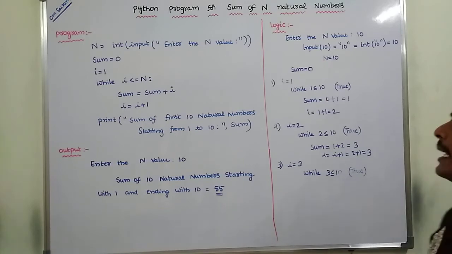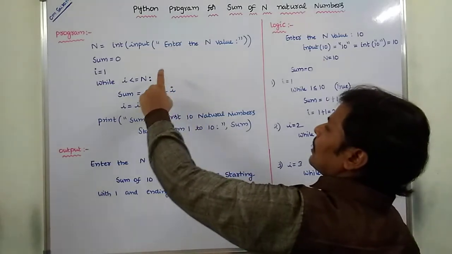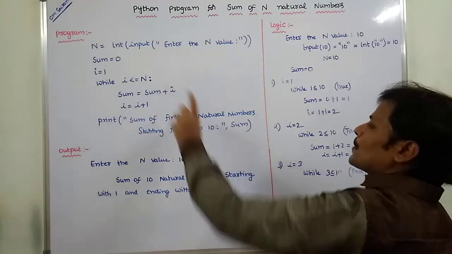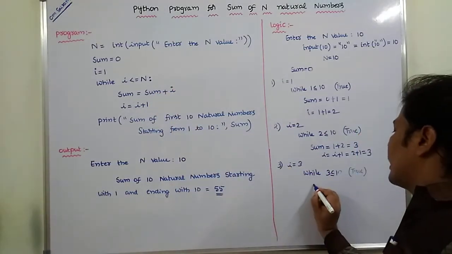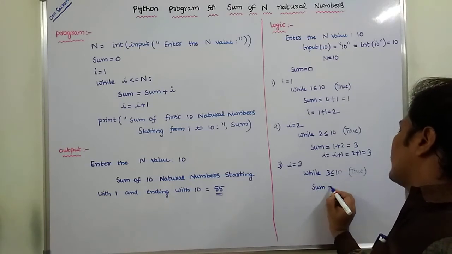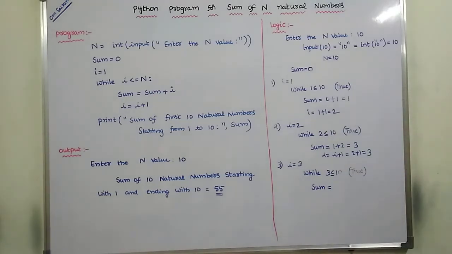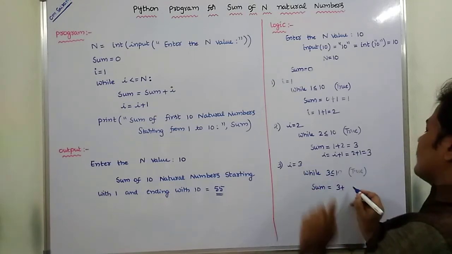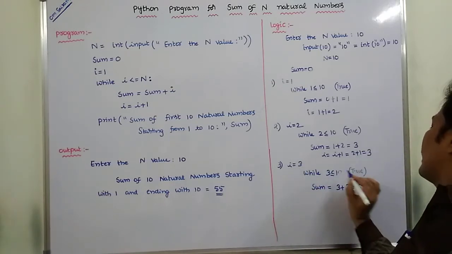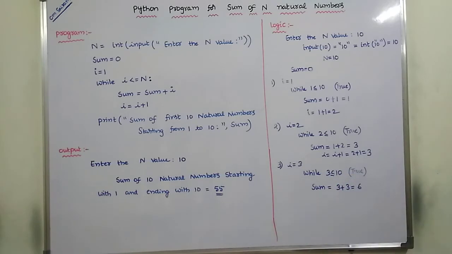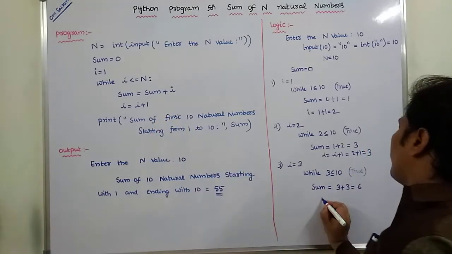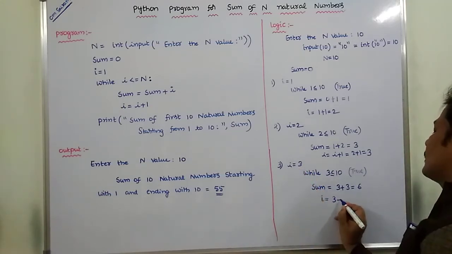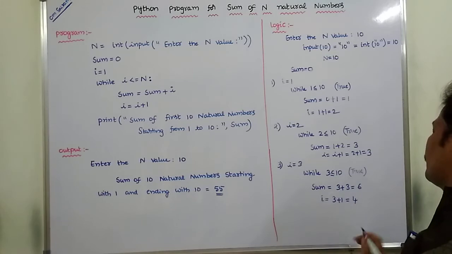If the condition is true, the control goes to the body of the while loop, where two statements are executed. Sum is equal to sum plus I. In the previous step, sum value is 3 plus I value 3, so 3 plus 3 is equal to 6. Next, I is equal to I plus 1. I value is 3, so 3 plus 1 is equal to 4.